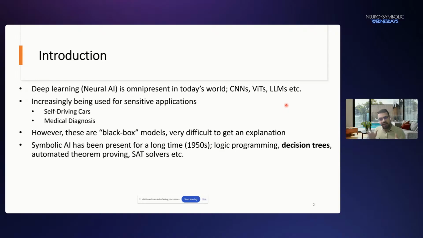There is another branch of AI, though, which has been around for a long time, called symbolic AI. And this branch encompasses the logic programming paradigm, decision trees, automated theorem proving, fact solvers, etc. And the good thing is that symbolic AI is based on rules and solving systematically and reasoning through rules to reach a decision. So that is completely explainable.